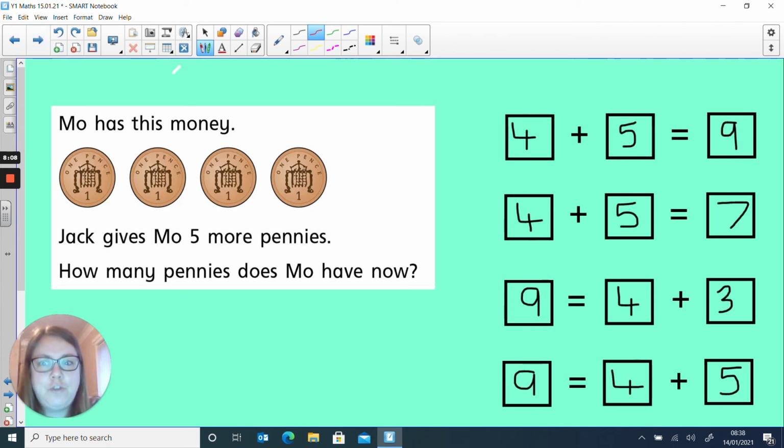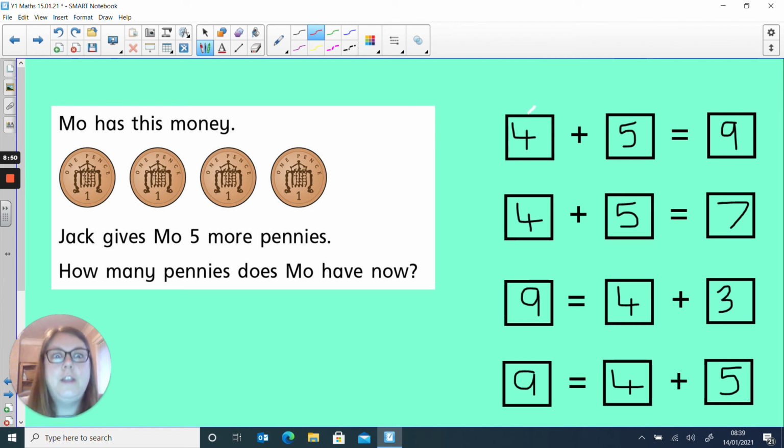This one is a little bit tricky, but I'm pretty sure you can all have a go and work it out. Remember, draw your cherry diagram or a number sentence to help you. Mo has this money. So count how much money Mo has. Jack gives Mo 5 more pennies. How many pennies does Mo have now? So he's got this many, and then he's got 5 more. So this part is one part, and this part is your other part. What is your whole? Then pause the video and tell me which number sentences I've got wrong, which is the odd one out.